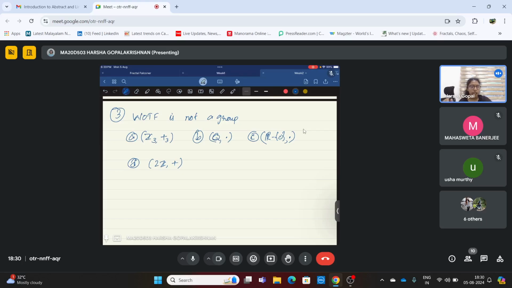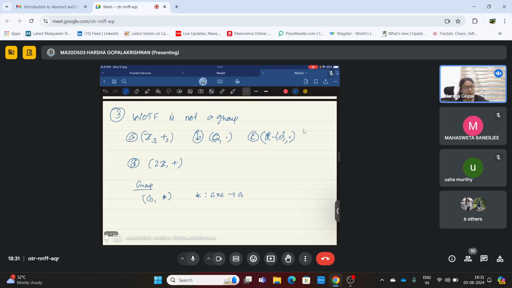It is given as a set with an operation. What does a group mean? Group means a set G, and in G there should be some operation star. This star is actually a function from G cross G to G. So this is the group. Group means a combination of a set and an operation on the set. Clear? Now, this is a group if it satisfies certain properties.